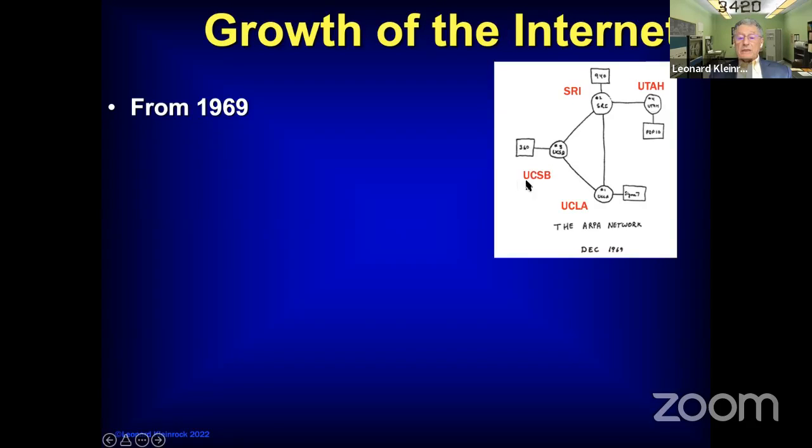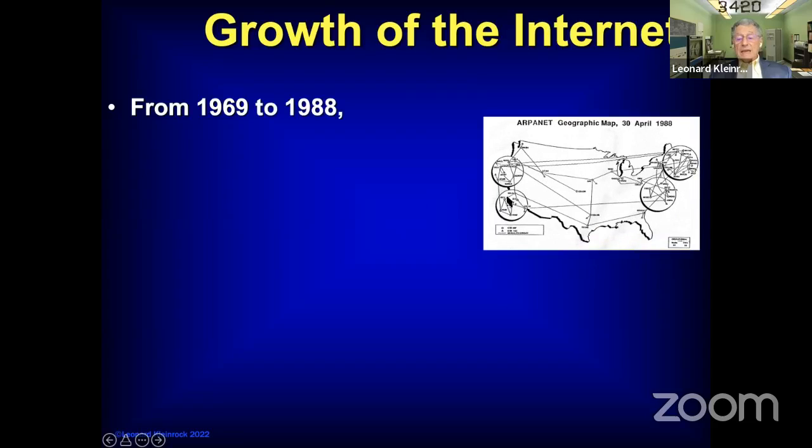In November, UC Santa Barbara. In December, University of Utah. That was the original 4-node network, which we tested. And from that day on, through to 1988, which was now a rather much larger network in the United States, what was going on?